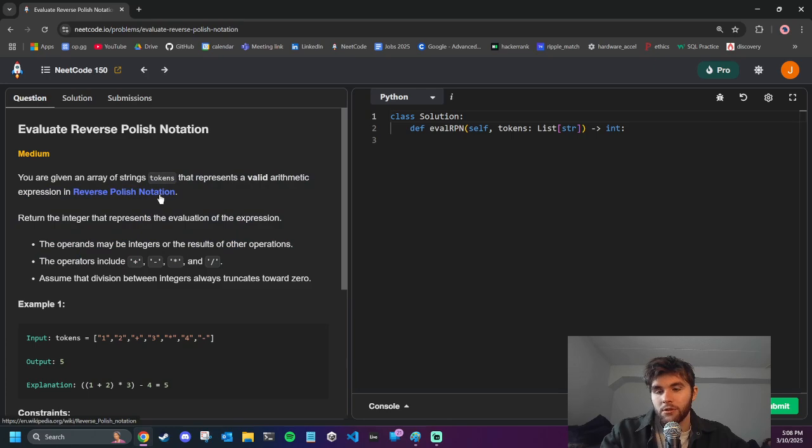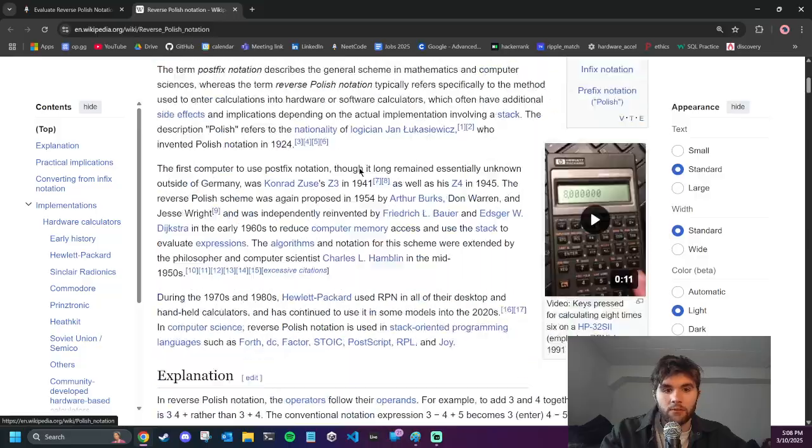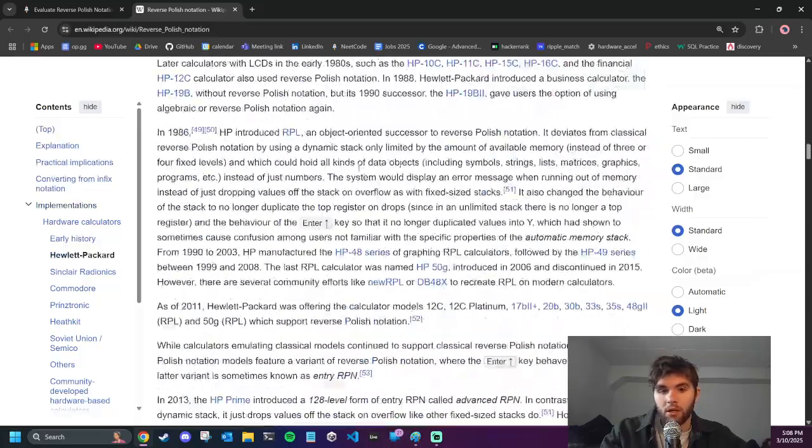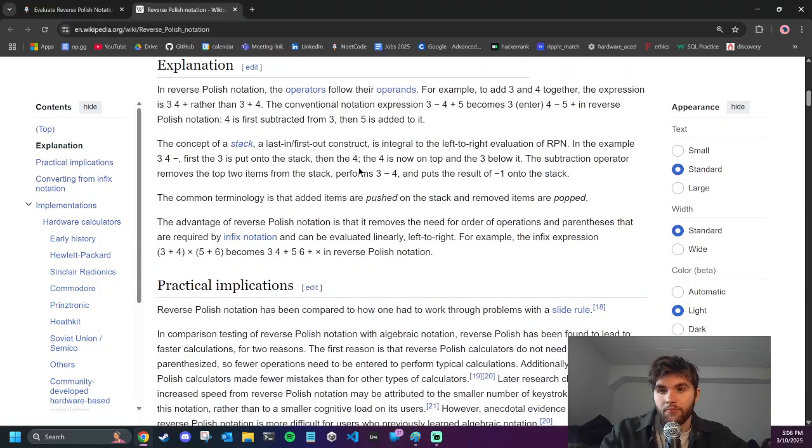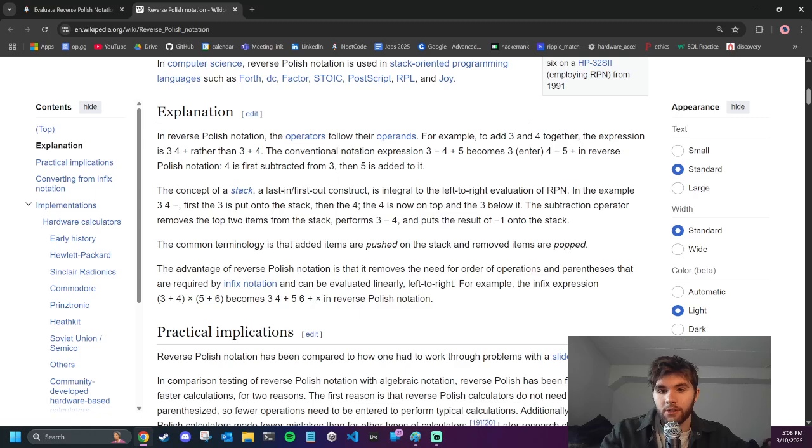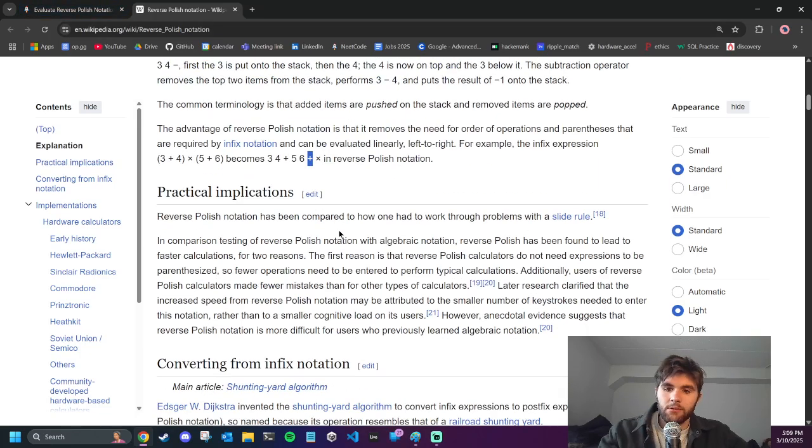So reverse Polish notation. So I guess we'll click on the Wikipedia here. First ever Wikipedia on this series. Explanation. 3 plus 4, 5 plus 6, and x. Oh, okay. All right. So I think is it just postfix? Is that what this means?